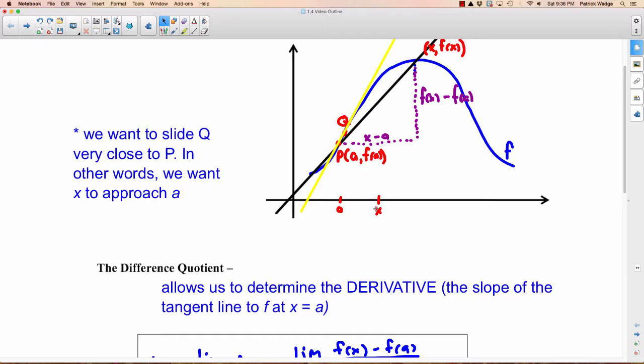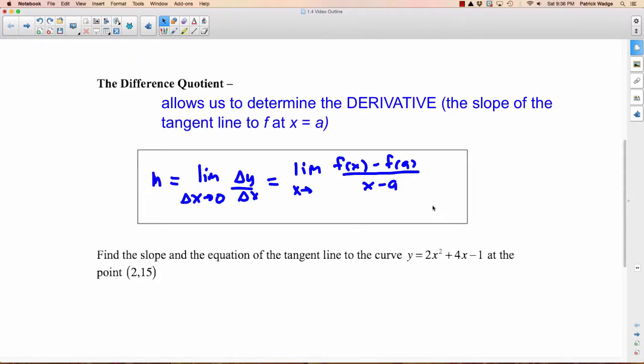What is x approaching? Like literally, what is it getting closer and closer to as I do this? X is approaching a, because we want the change in x, this amount right here, to be as small as possible. So we want our x to approach a. So that's what we're going to put, x approaching a.